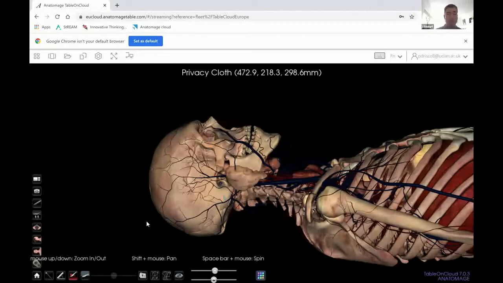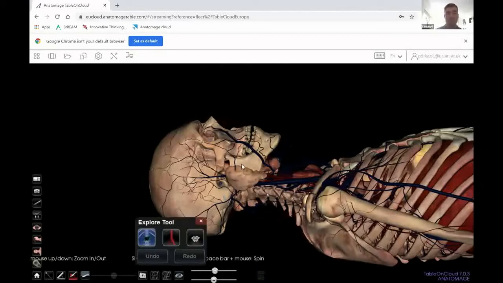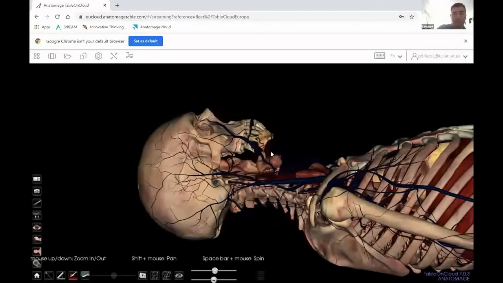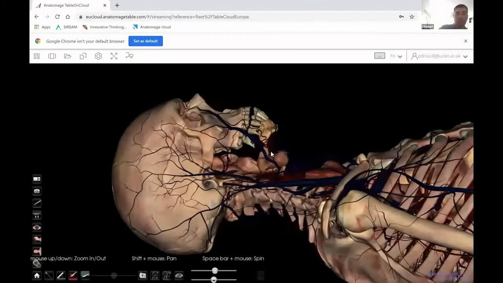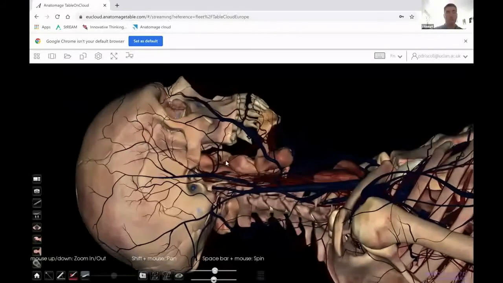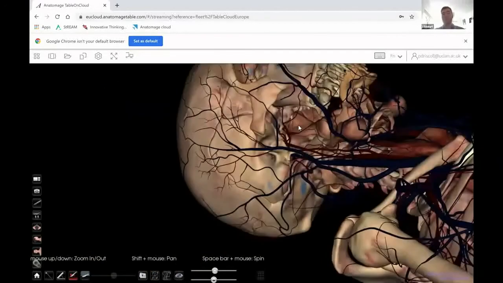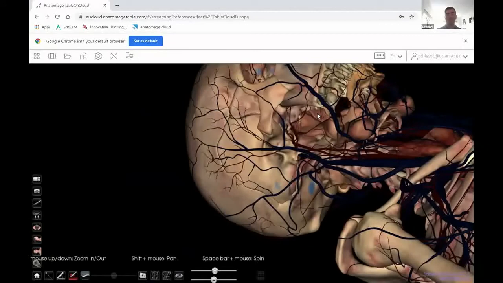So what is useful about the table on the cloud is having the ability to, in real time, get rid of and move structures about. I'm not going to go through all the functions, we know the functions of the Anatomage table, but being able to identify these areas along with the vessels that we're talking about, and point out that when I say infratemporal fossa, I'm talking about this area. However, when I say pterygopalatine, we're going further medial, further inside the back of the infratemporal fossa.